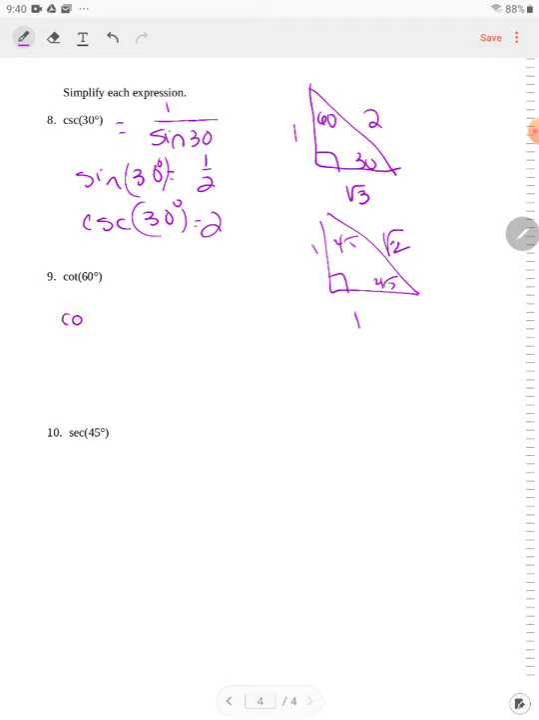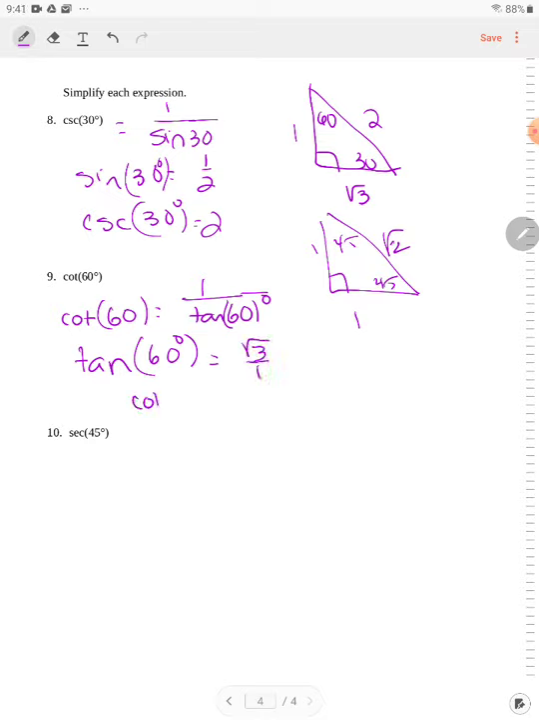Okay, cotangent of 60. Well, cotangent of 60 is 1 over the tangent of 60. So same thing. If I can get tangent of 60, I could find the reciprocal, and that would be the cotangent. So tangent of 60, tangent is opposite over adjacent. So that's the square root of 3 over 1. Therefore, cotangent of 60 is equal to square root of 3.